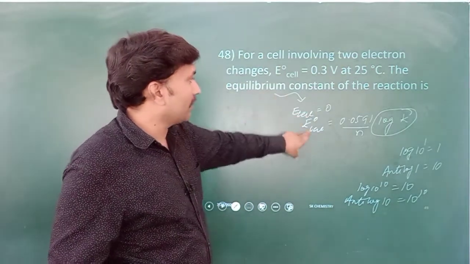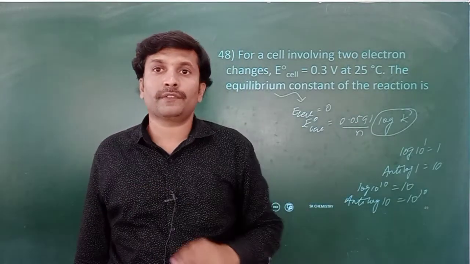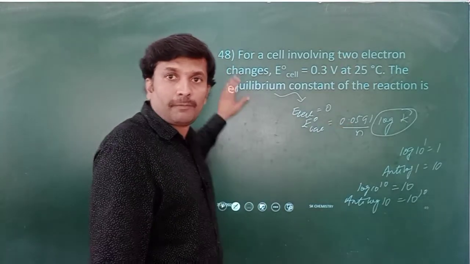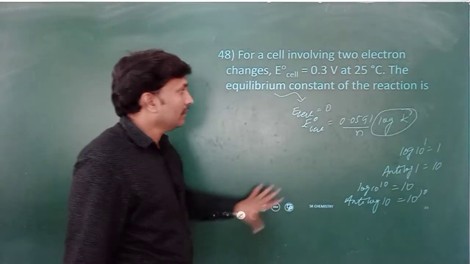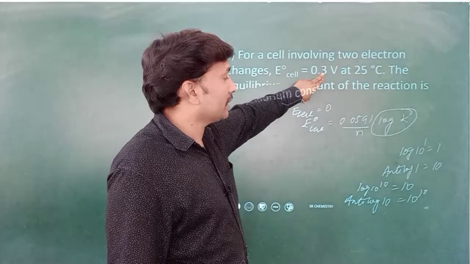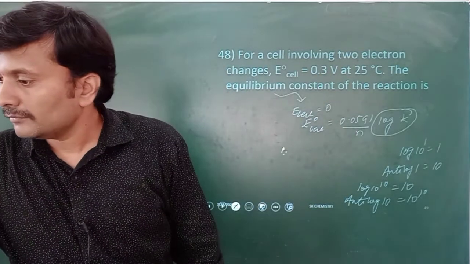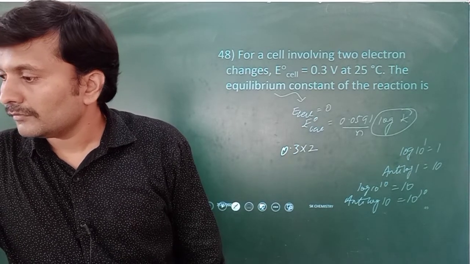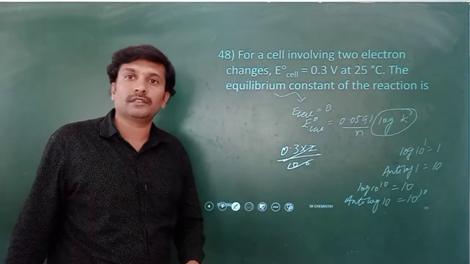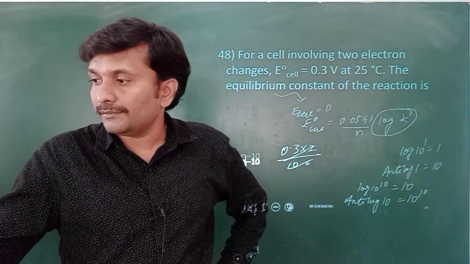So here E cell is 0, then you round it off. 0.0591 is nothing but 0.06. No options are there, understand. This should strike your mind. E naught of cell is 0.3, this n value is 2. So 0.3 into n, divided by 0.06. See how beautifully you will get it, both of them get cancelled. So what is the answer?